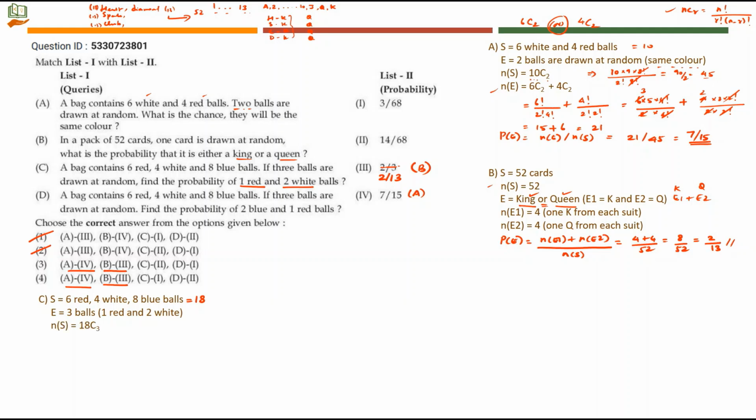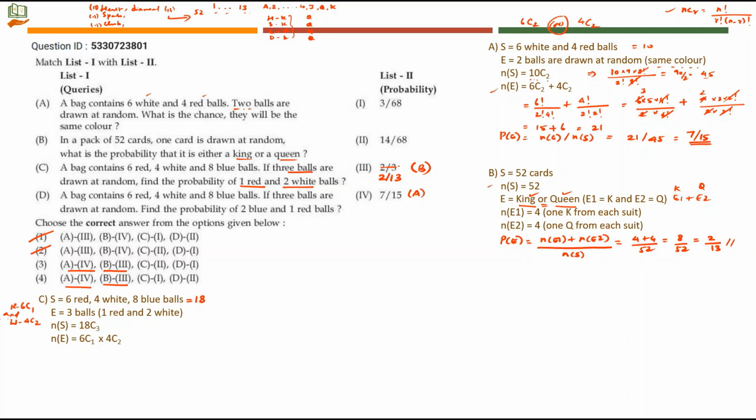What about n of s? Out of 18 balls you have to pick 3 balls at random, so 18C3 is given. What about E? There are 6 red balls actually, so for red you have to pick 1 from 6. For white you have to pick 2 from 4. So this is what is given as 6C1, 4C2. Why are we multiplying here? It should have 1 red ball and 2 white balls. Now we have to find the value.